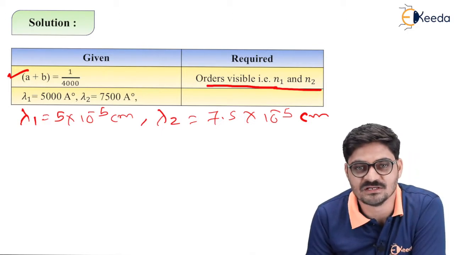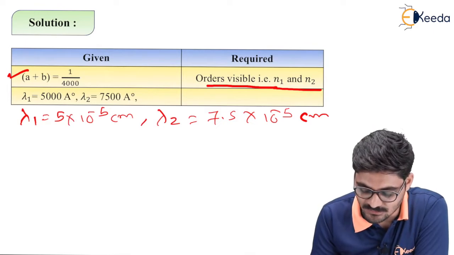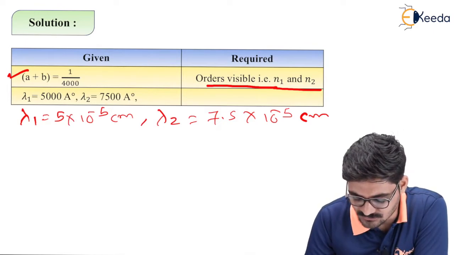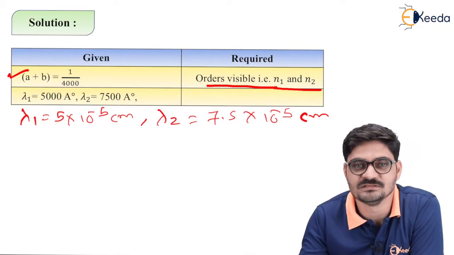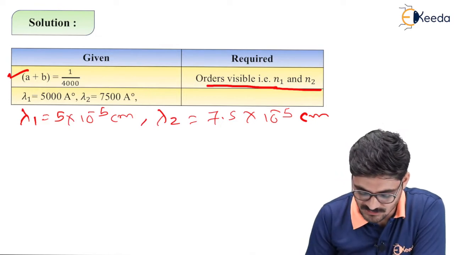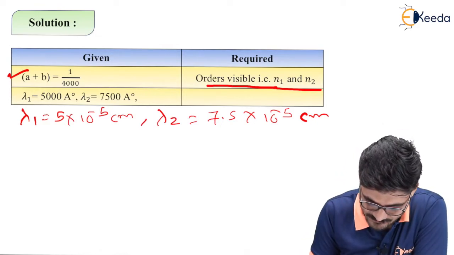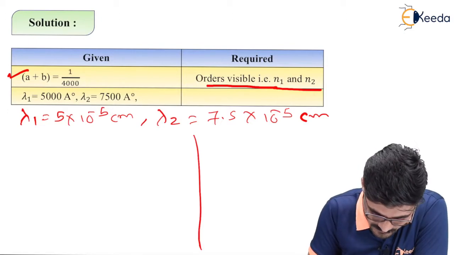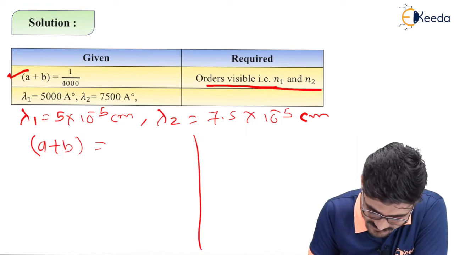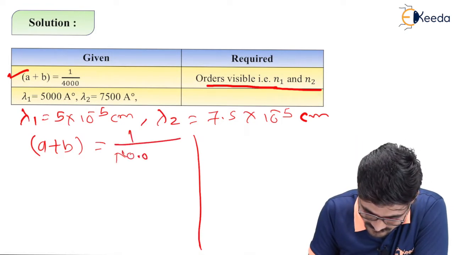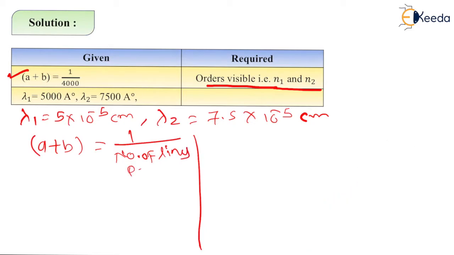We have to express a range. We have to explain that the number of observable orders will be from this value to this value for the wavelength of 5000 Armstrong to 7500 Armstrong. So let's repeat the same steps over here also. First we have to find the grating element, and that is 1 upon the number of lines per centimeter. So a plus b is equal to 1 upon 4000.